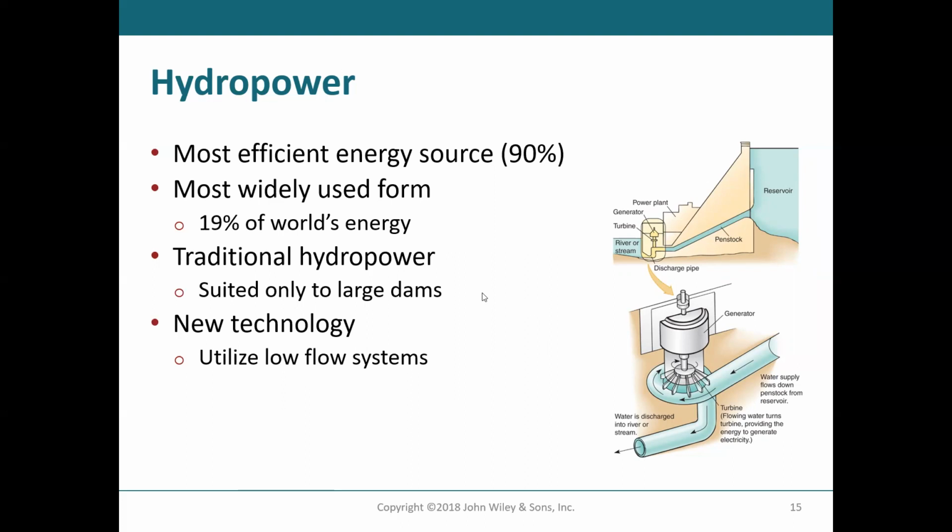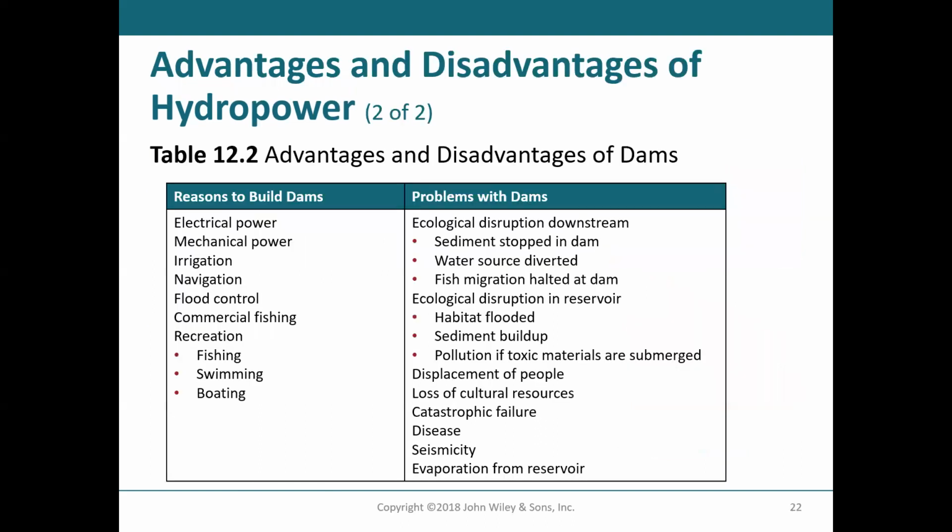Traditional hydropower was only suitable to large dams. New technology allows for low flow, smaller streams to be dammed and still produce electricity. There are a lot of advantages and disadvantages of dams. In my opinion, the disadvantages outweigh the advantages.